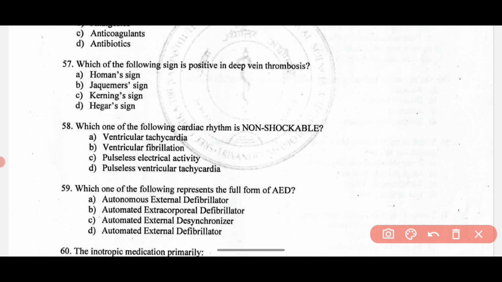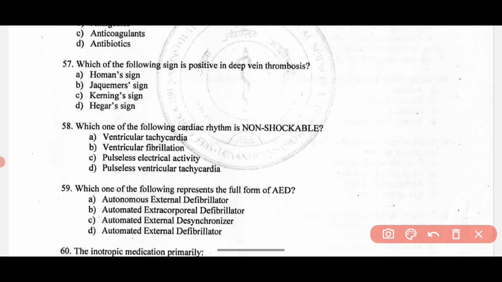What about Kerning sign? It is seen in infection of the meninges. In meningitis, you can see Kerning sign, Rudzinski sign, and nuchal rigidity. These three things are the classical signs of meningitis, right? So Kerning sign is one of the classical signs of meningitis. So it is not related to DVT.